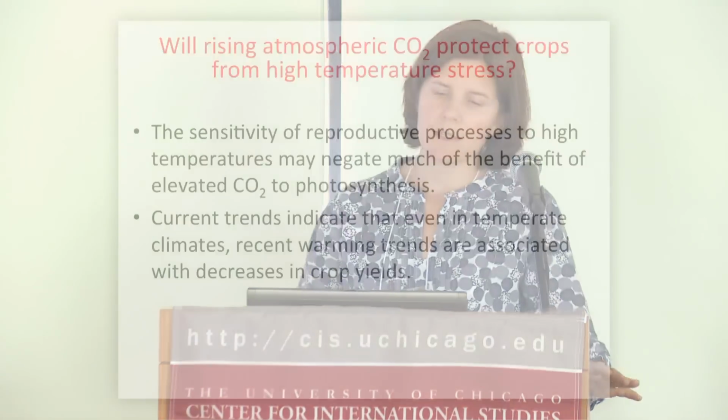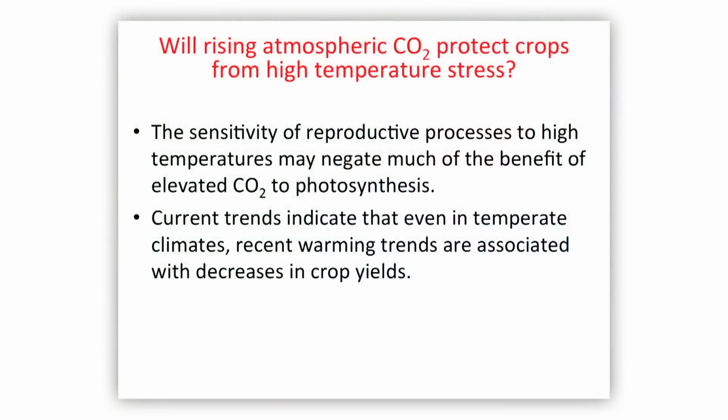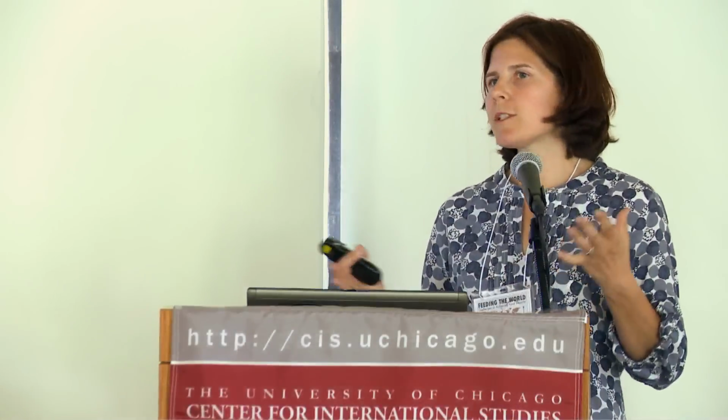And so if we just review this, the sensitivity of reproductive processes to high temperatures may negate much of the benefit of elevated CO2. And current trends indicate that even in temperate climates, warming trends are associated with decreases in crop yields and not increases. And so we'll talk about water next, because obviously water is also critical to crop production.